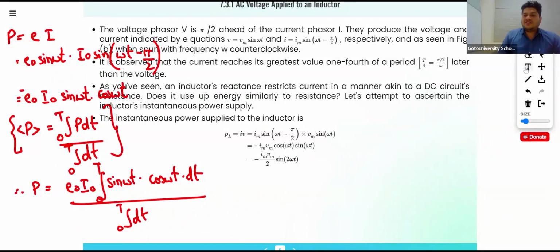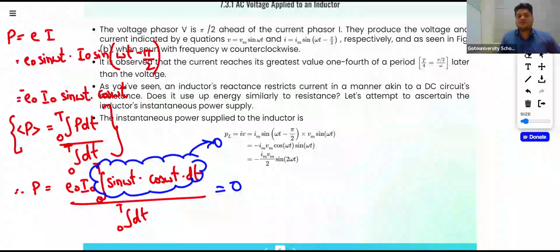Just see the catch, just remember the hack. This integral part will be 0. We don't have to see anything. If this is 0, that means your power will be 0. If power is 0, that means in an inductor circuit there will be no consumption of power.